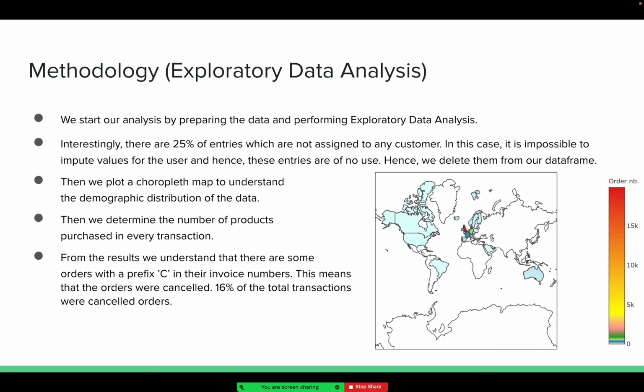And then we plotted a choropleth map to see the demographic distribution of the data. And we determined the number of products purchased in every transaction. And then also from the results, we saw that there were some orders with a prefix C in their invoice numbers, which means they were canceled. And we found that 16% of the total transactions were canceled orders.